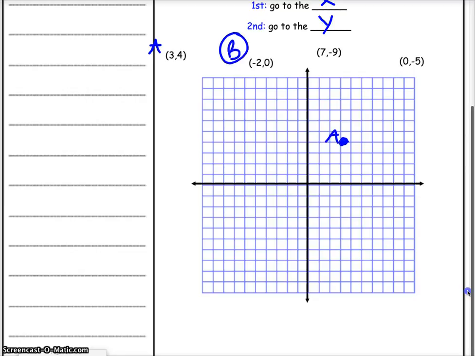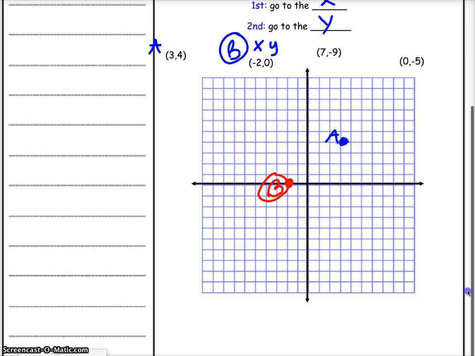I'll do the next one, -2, 0. So my x is -2. That means I go to the left. My y is 0. It means I don't go anywhere. So -2, always starting at the origin. -2 is right here, going up 0 means I stay right there. This is point B.